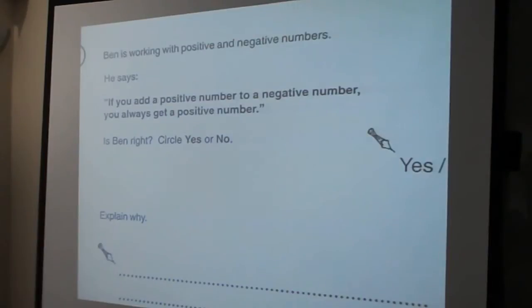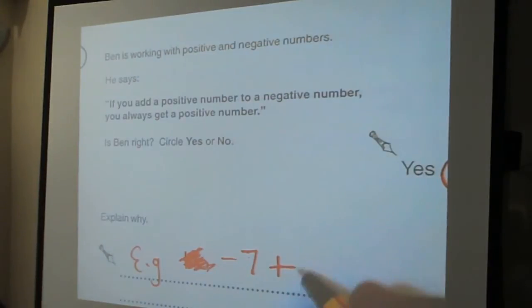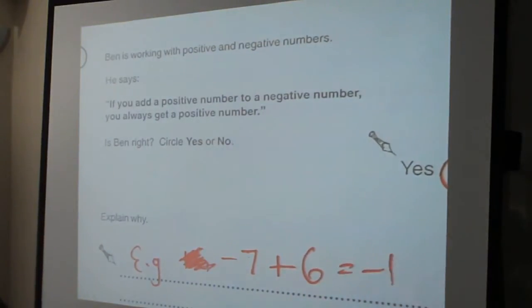So Ben is working with positive and negative numbers. He says if you add a positive number to a negative number, you always get a positive number. Is Ben right? Circle yes or no. Who circled yes or no? What did you circle? No. Plus 6, then we're going to add to it how much? 6 plus 6. And that will give us an answer of minus 1. So that's an example.